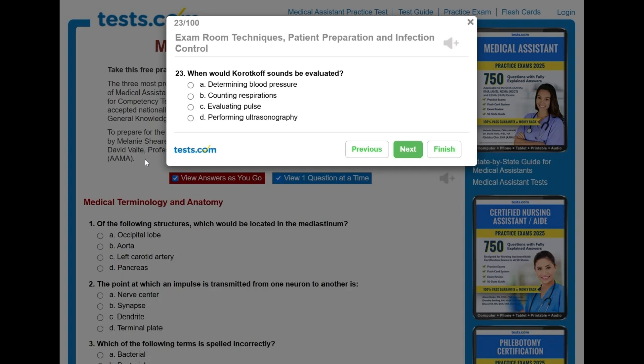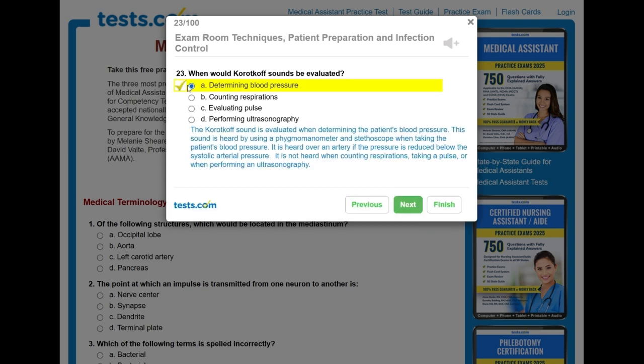Question 23. When would Korotkoff sounds be evaluated? A. Determining blood pressure. B. Counting respirations. C. Evaluating pulse. D. Performing ultrasonography. A. Determining blood pressure. The Korotkoff sound is evaluated when determining the patient's blood pressure.